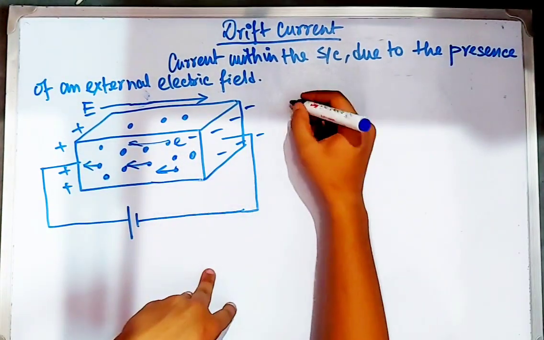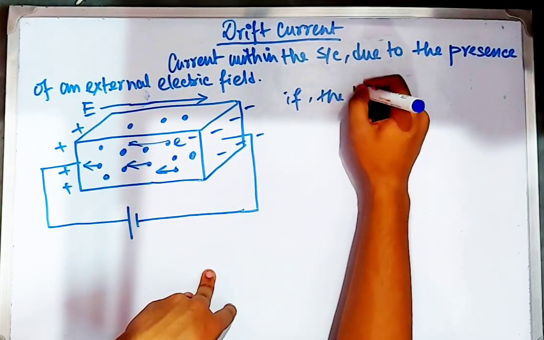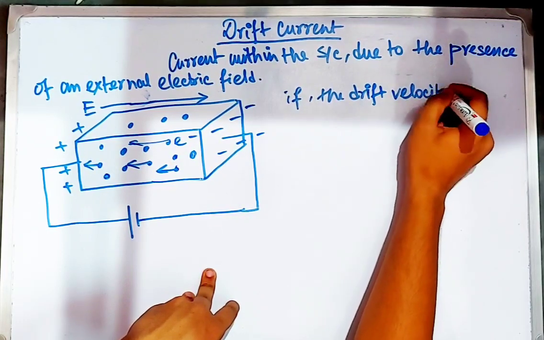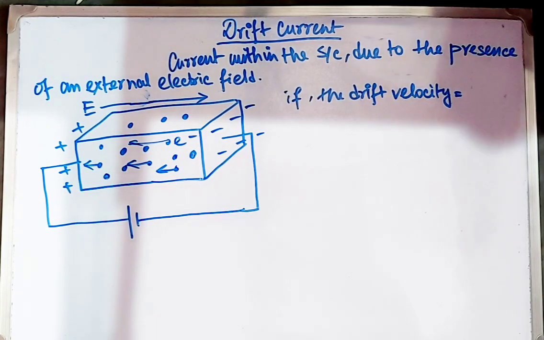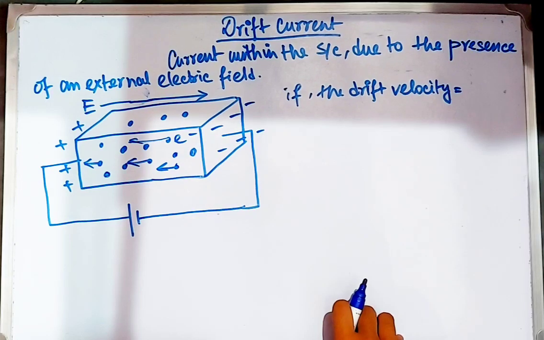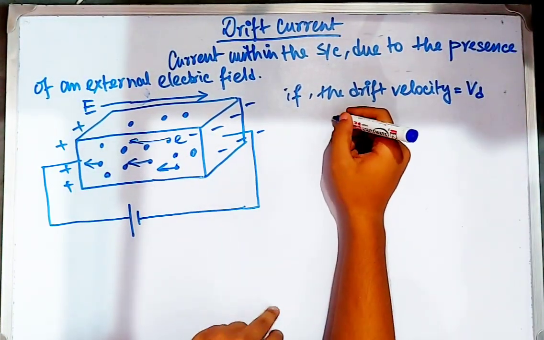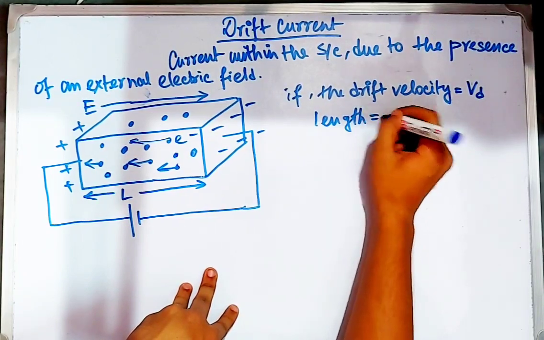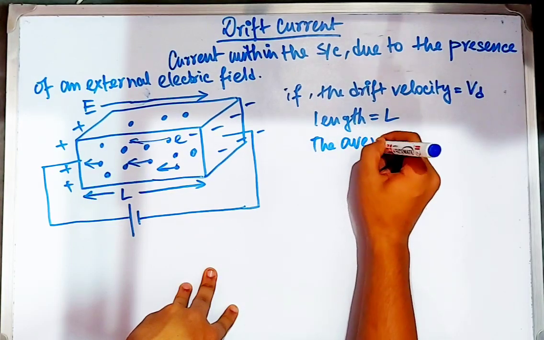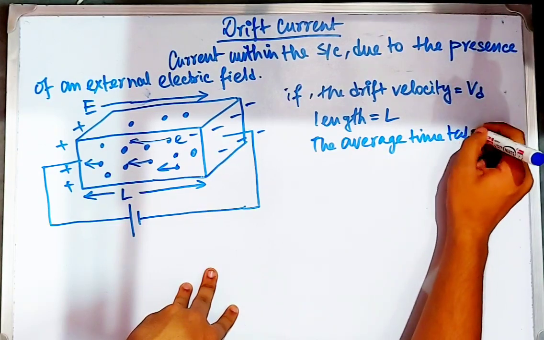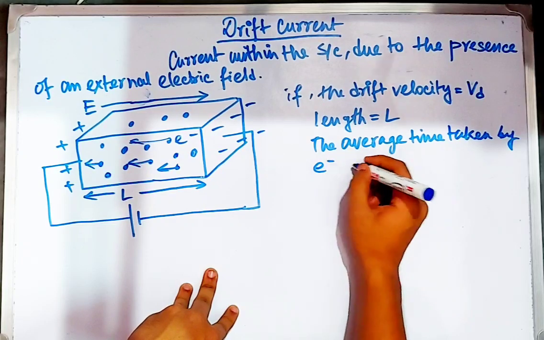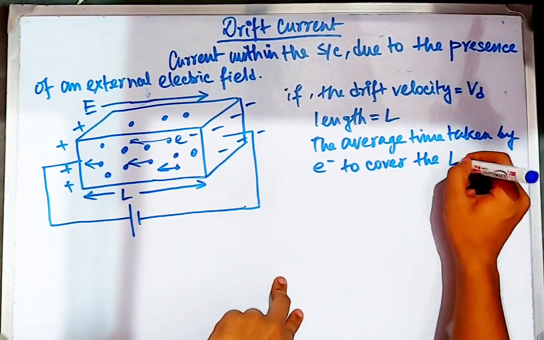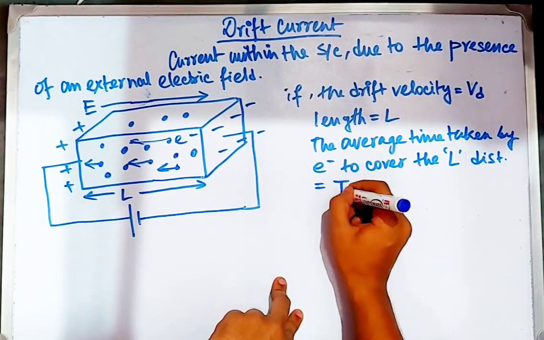So if I consider the drift velocity, that is Vd, and the length of the semiconductor, that is L, and the average time taken by electrons to cover the L distance is equal to T.